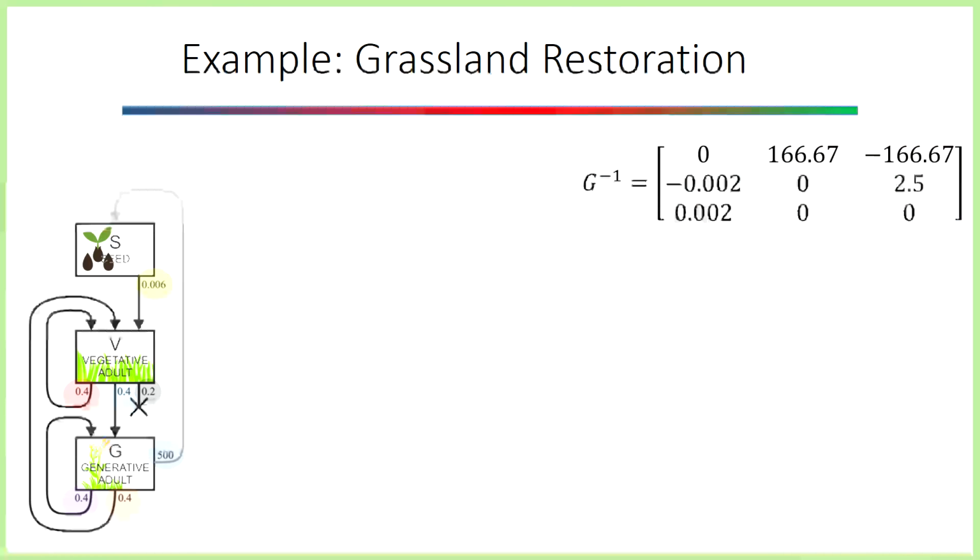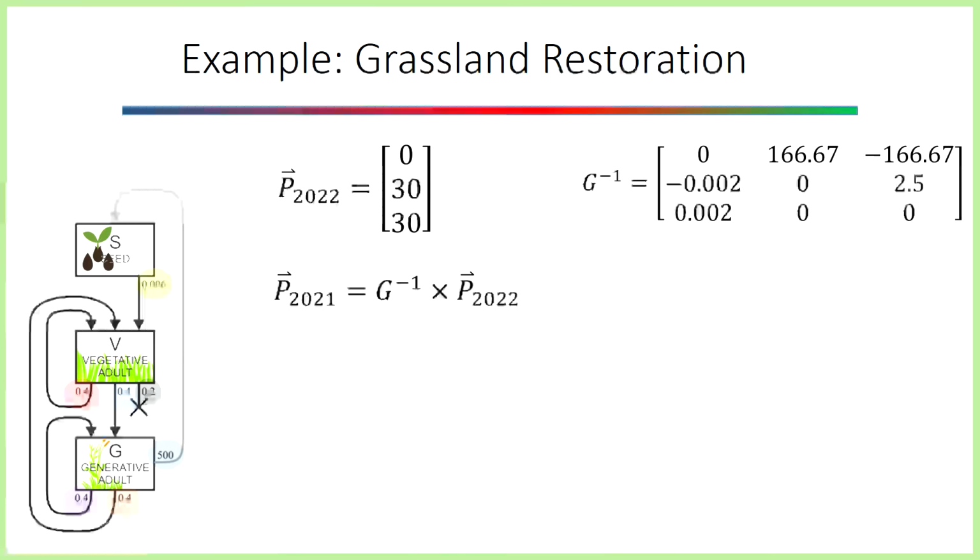We'll take the population structure that we previously computed in Toolbox 2.3 for the year 2022. In the year 2022, which was 2 years after our initial planting in our simulation without herbivores, we computed that there would be 30 vegetative adults, 30 generative adults, and 0 seedlings. Let's see what happens when we multiply by the inverse to compute the population structure for the year 2021. Of course, we've got to fill in the actual values for G inverse and P 2022.